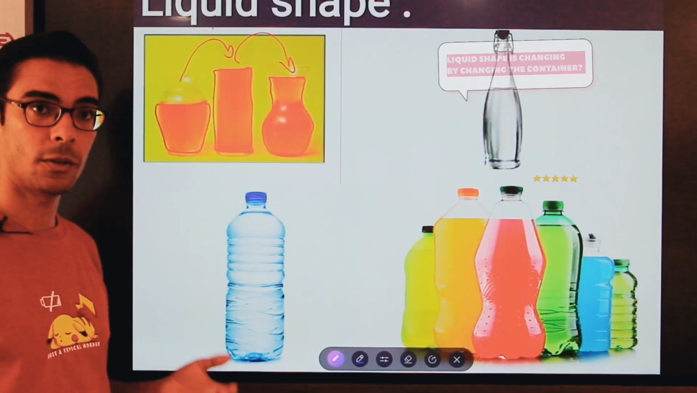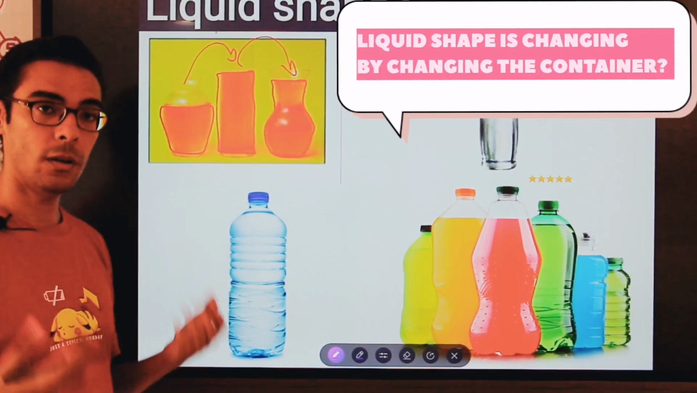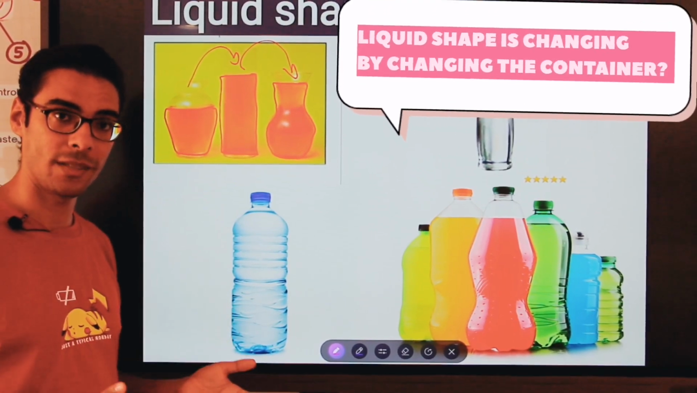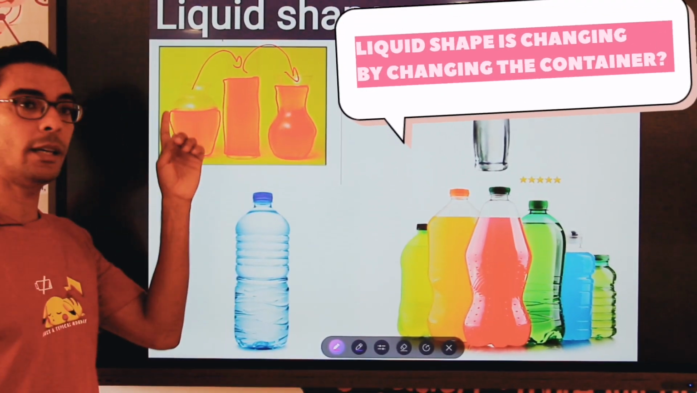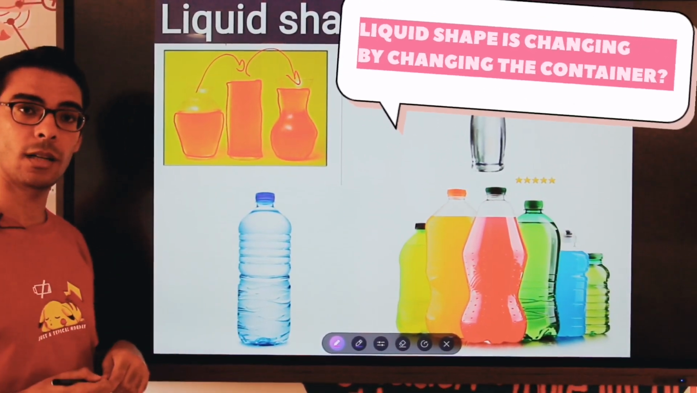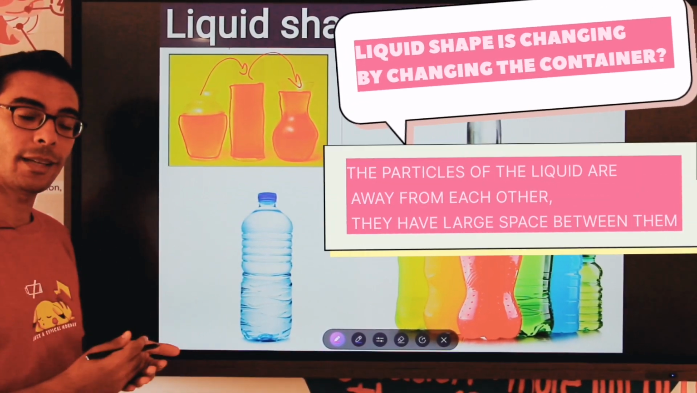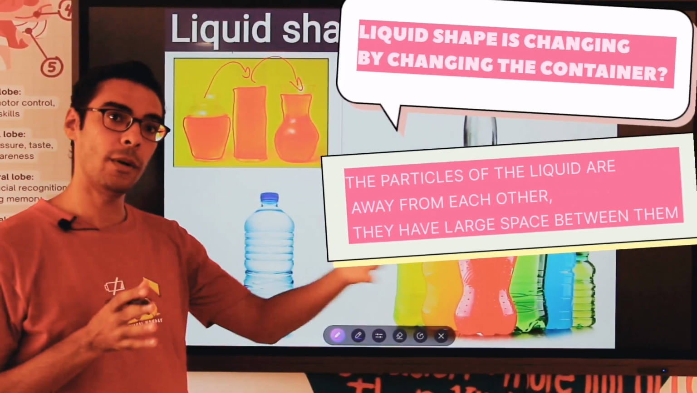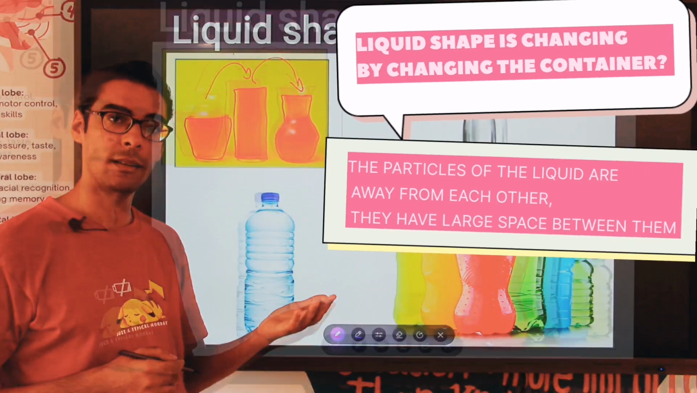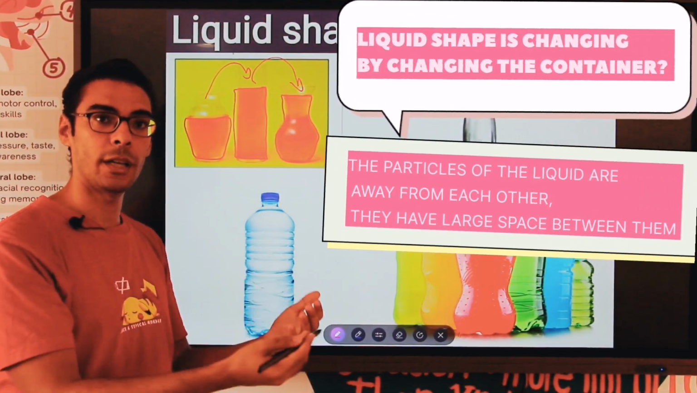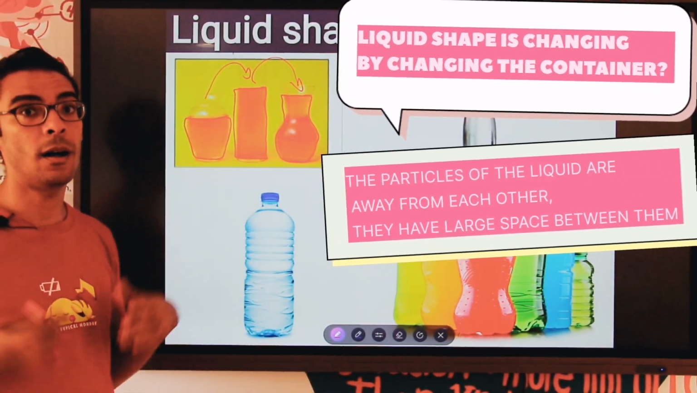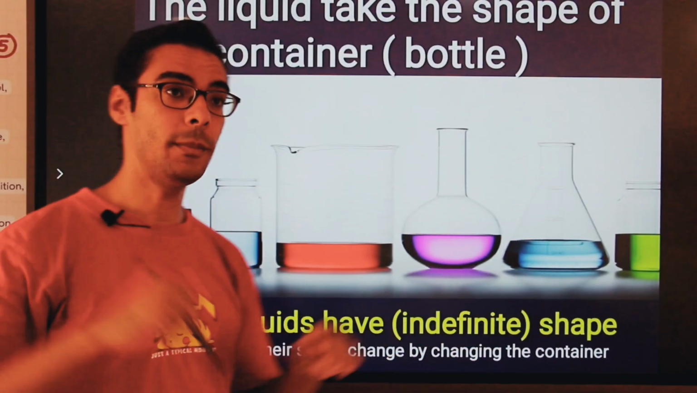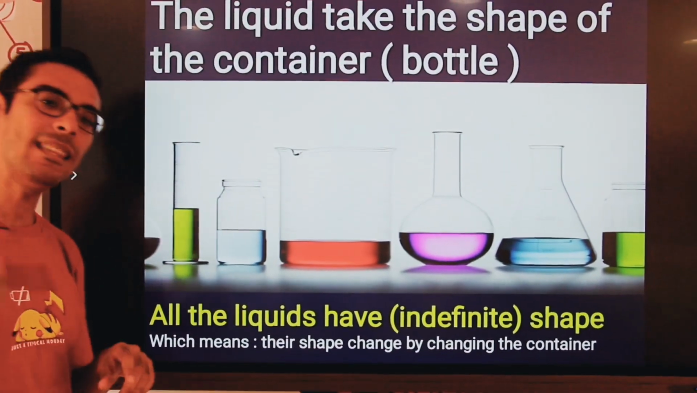Why does this happen? Because it could be an answer for one of the important give reason for questions. The shape of the liquid state is changing by changing the container because the particles of the liquid are a little away from each other. They have more kinetic energy, so they are moving freely. This is why they take the shape of the container. So we can determine that the liquid shape is indefinite.